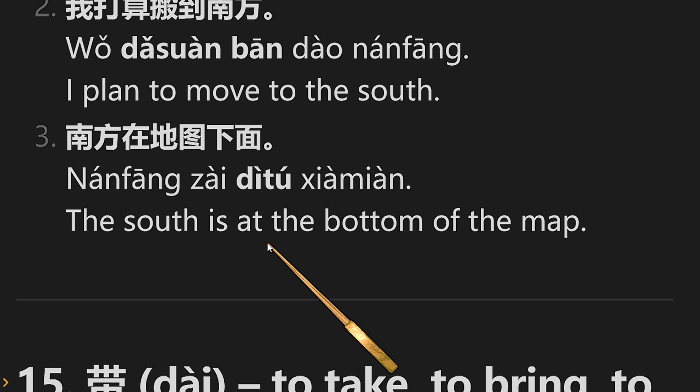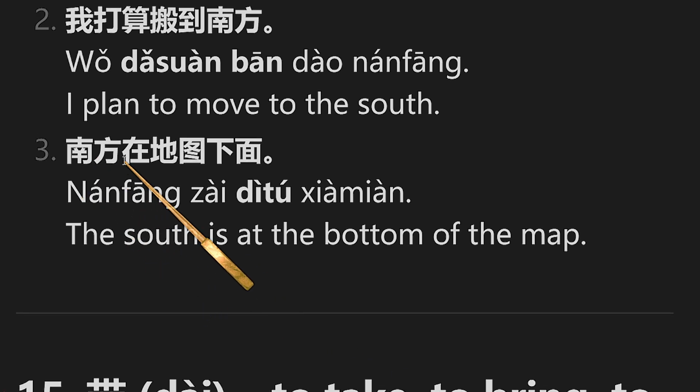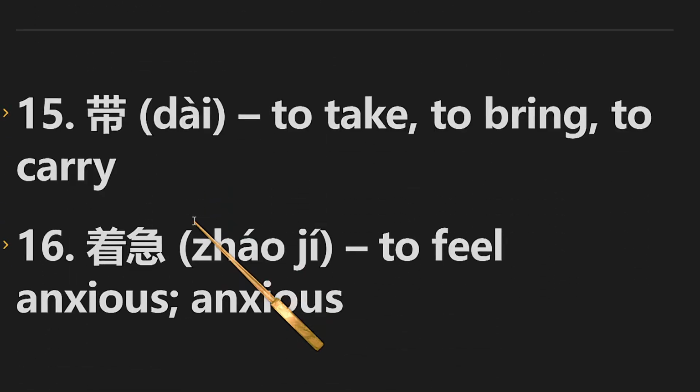Next one, the south is at the bottom of the map. 南方在地图下面. 南方, south. 在地图, on the map, 地图 is a map. 下面 is also like 方, sometimes they're very similar. 面 also has a lot of translations, but here it is just side or part. 下 we know is down, lower, so the down part or bottom. 南方在地图下面. This way.